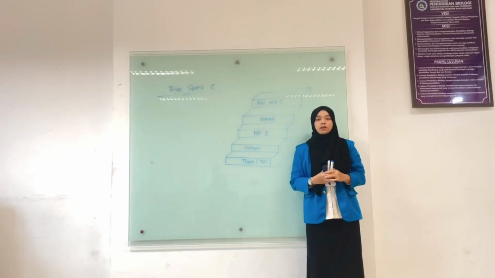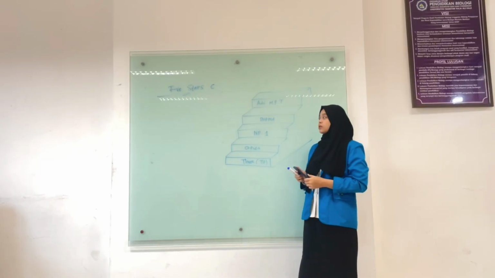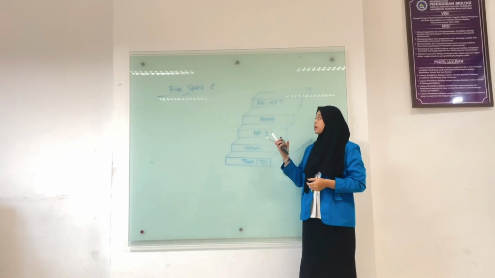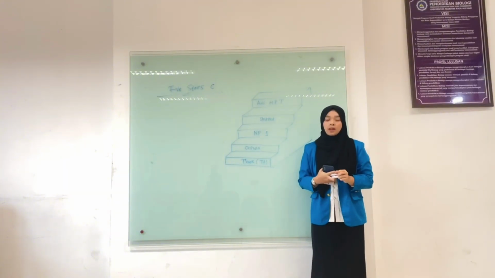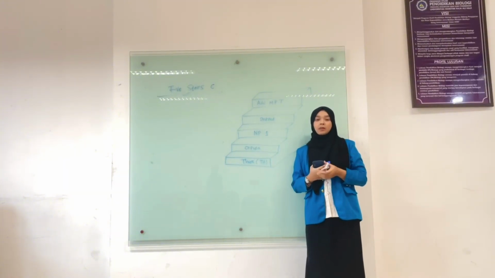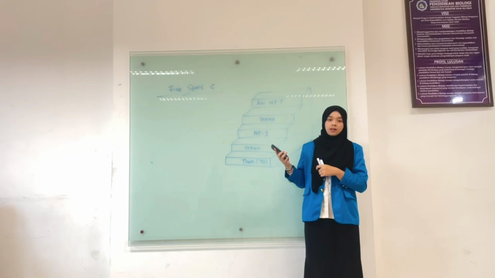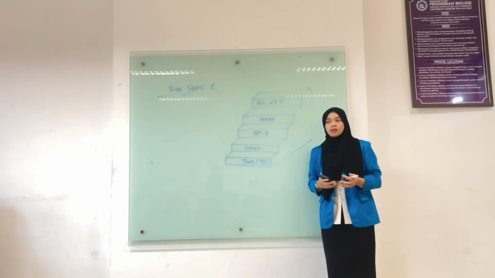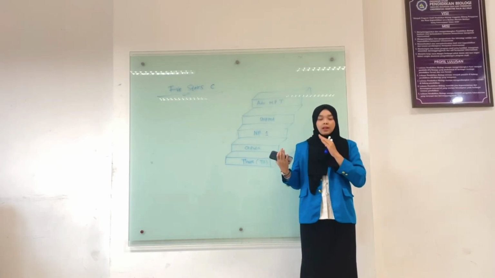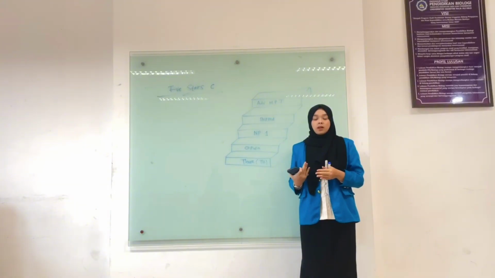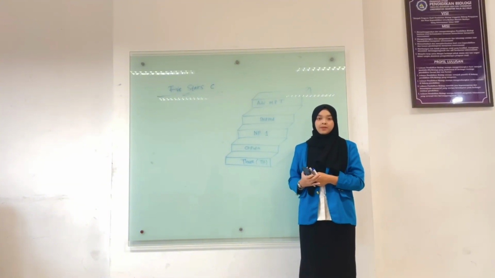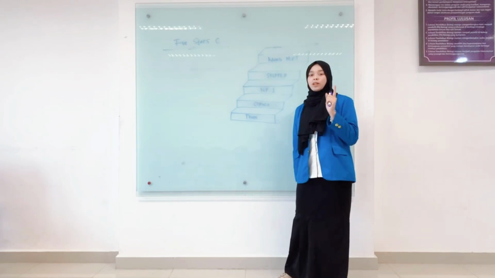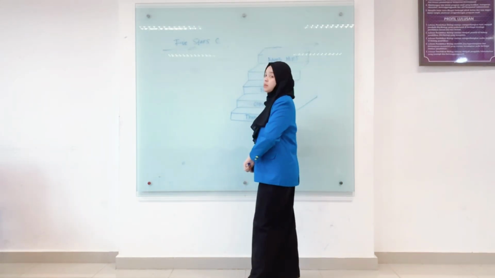My name is Via, and today I will explain to you about pattern 5 stair C. And pattern 5 stair C means existential sentences. An existential sentence means a sentence that shows existence of someone or something. So I will give you one example.